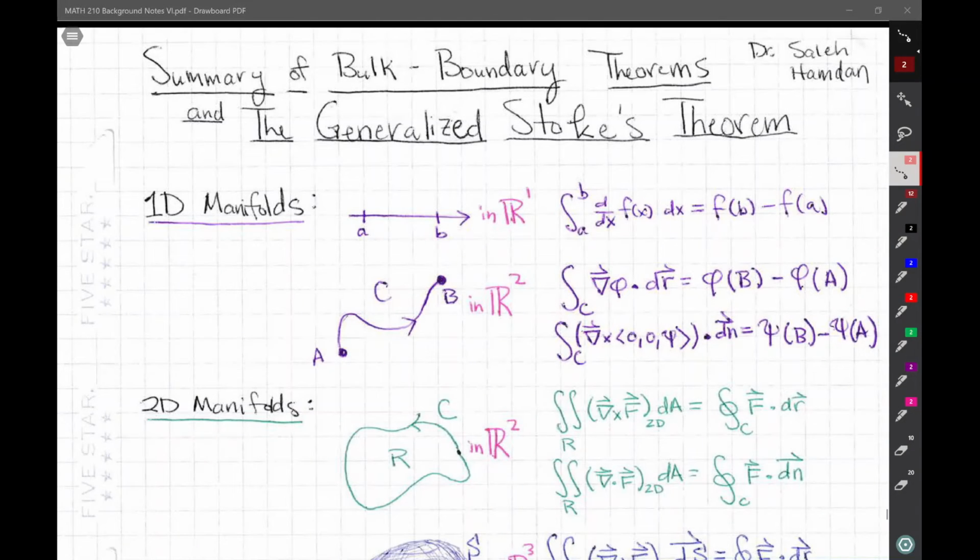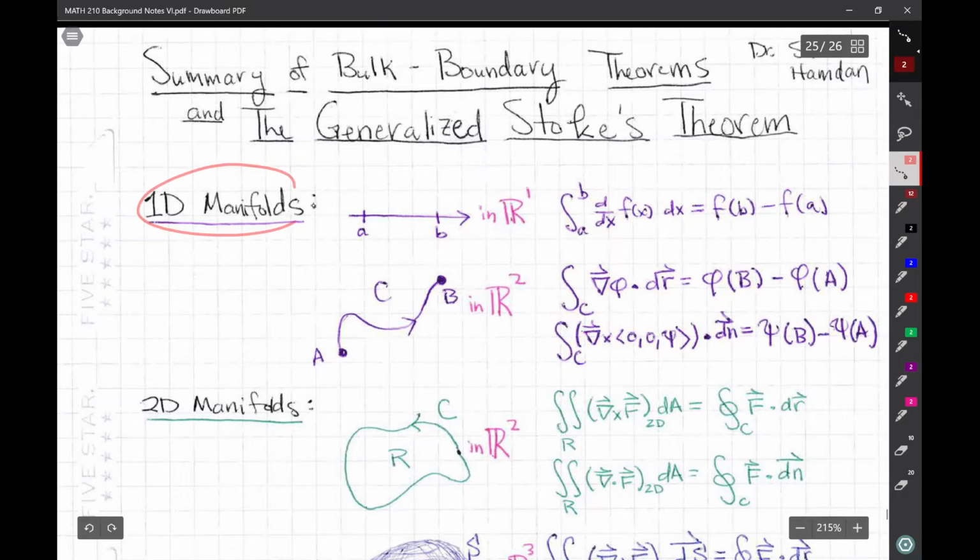So we've looked at many statements now where we could trade a derivative in the bulk for an operation at the boundary. And here "derivative" is in air quotes because it could be a curl, a divergence, or a gradient. So we have a broad notion here of derivative. And here I'm just summarizing all of these, giving you a view based on the dimensions.